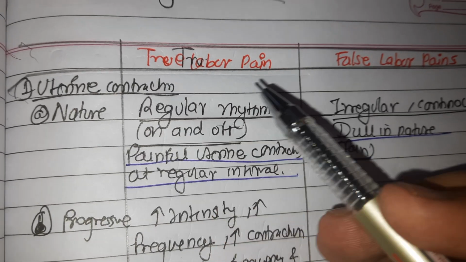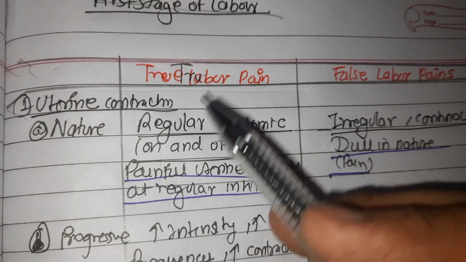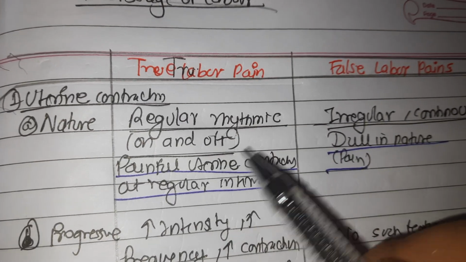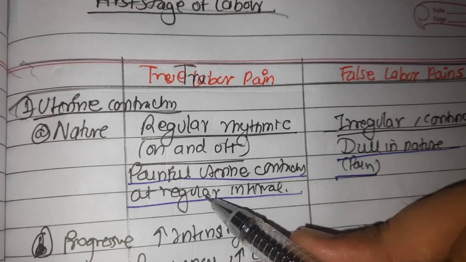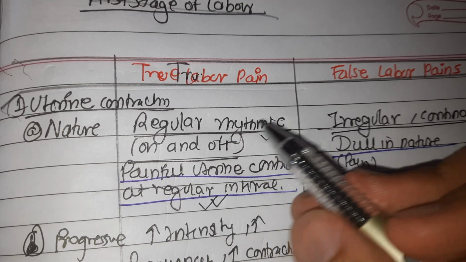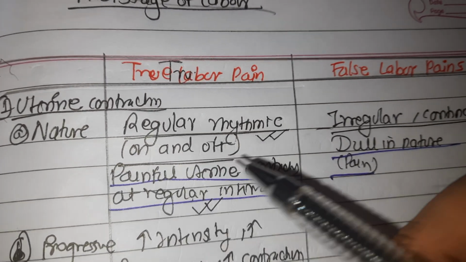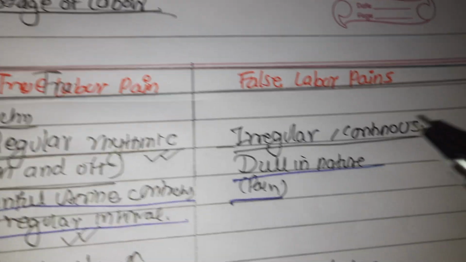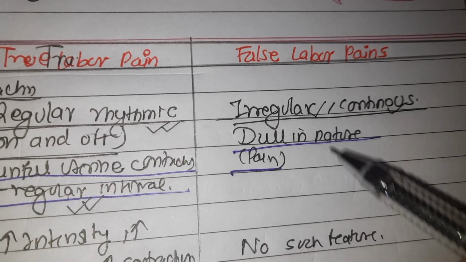The nature of true labor pain is that there is regular, rhythmic contraction of the uterus, that is, on and off type. There is painful uterine contraction at regular intervals. This point is very important: it is regular and rhythmic. In true labor pain, the uterine contraction is regular, rhythmic and on and off type of pain, whereas in false labor, the uterine contraction is irregular and continuous, and the pain is dull in nature.